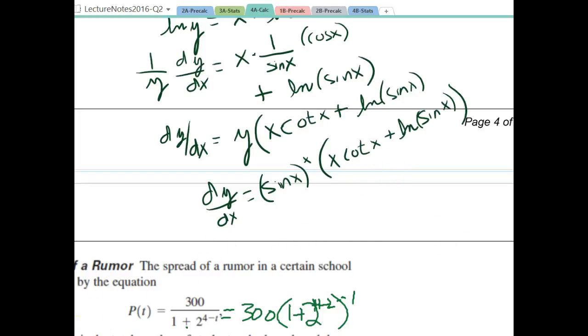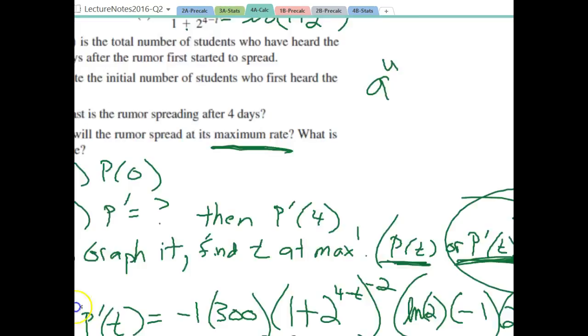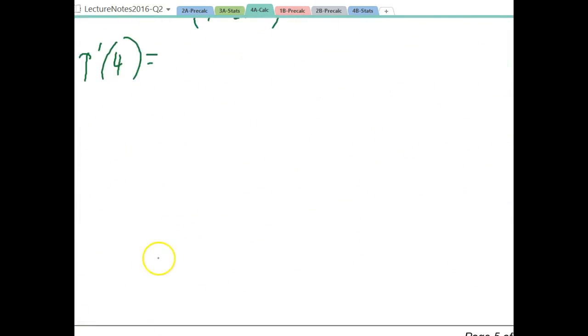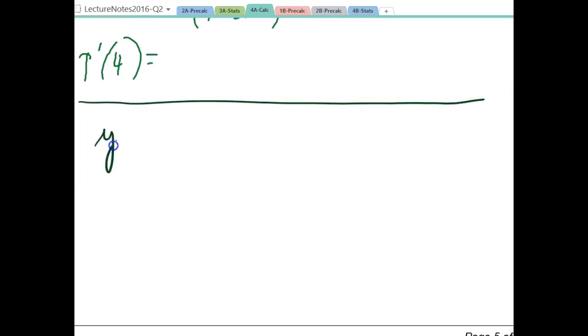One other example that I wanted to work on, and then I'm going to let you guys work on your quiz. Let's suppose that here's my function. So new problem here. I've got y is equal to x raised to the 10x, and I need to find y prime.